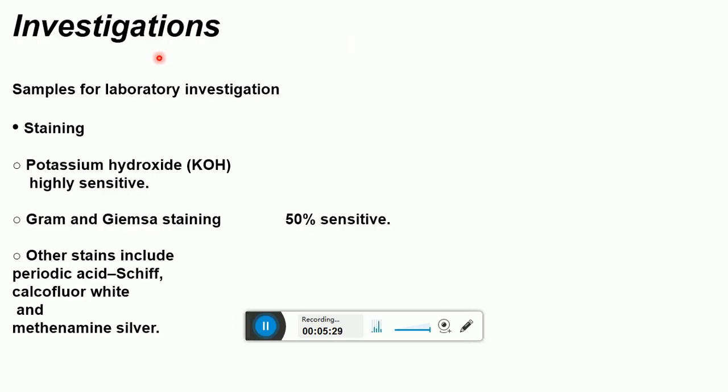Investigations. Samples for laboratory investigation should be acquired before commencing antifungal therapy. Staining. Potassium hydroxide preparation with direct microscopic evaluation is a rapid diagnostic tool that can be highly sensitive. Gram and Giemsa staining are both about 50% sensitive. Other stains include periodic acid-Schiff, calcofluor white, and methenamine silver.